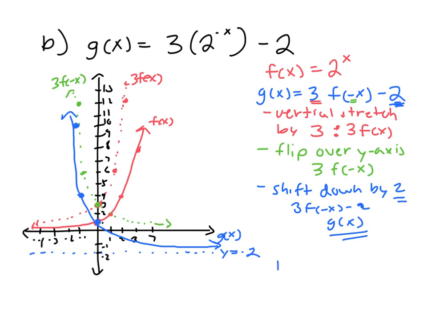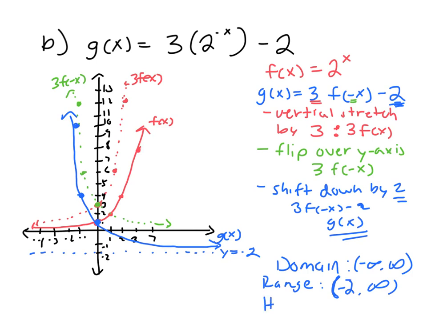All right, then let's go ahead and, what's the domain? The domain of this is negative infinity to infinity. We can put anything in for x. What's the range? The range is restricted by the horizontal asymptote, and that's at y equals negative 2. So we can go from infinity, really high values of y, all the way down to negative 2. So negative 2 to infinity, soft bracket. We don't include negative 2 because we don't ever actually reach it. And then the horizontal asymptote is y equals negative 2.